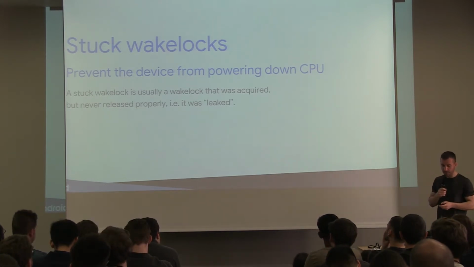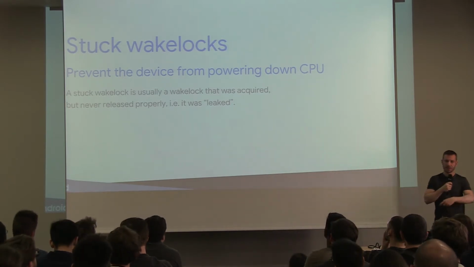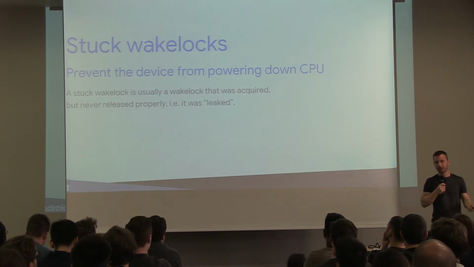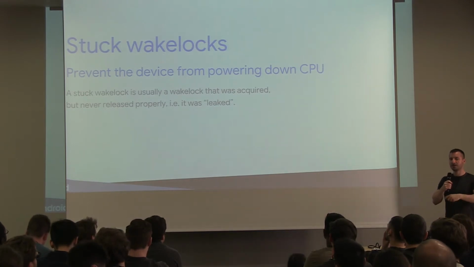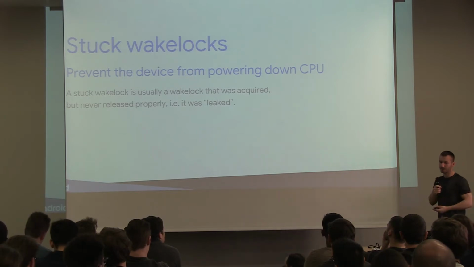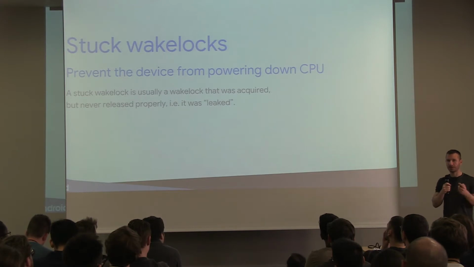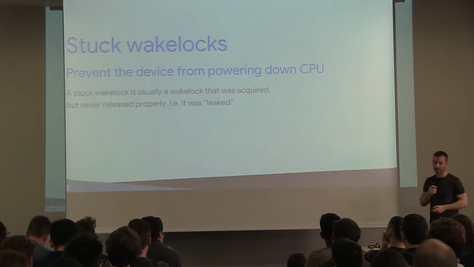But basically, a stuck or leaked one is one that was acquired and just stays acquired, stays on for a long time because you forgot to release it, or something crashed, and again, your code that releases the wakelock never executed. And then the CPU keeps running. Every app on the device keeps running, and it just drains the battery really fast.